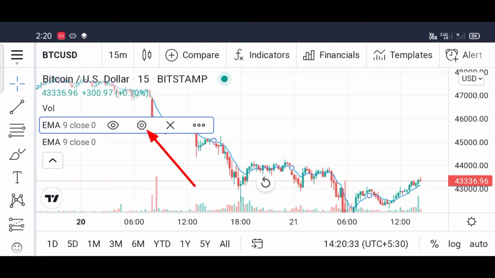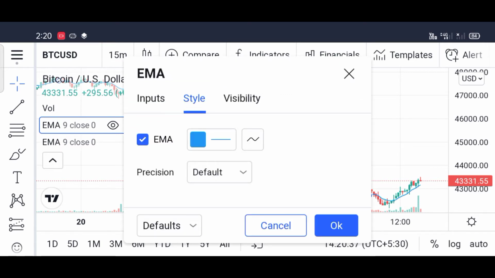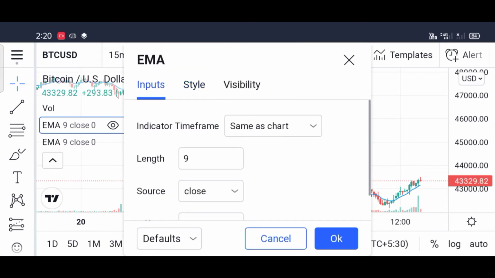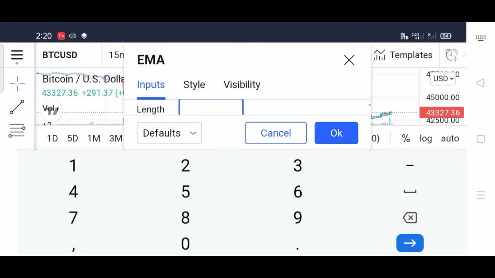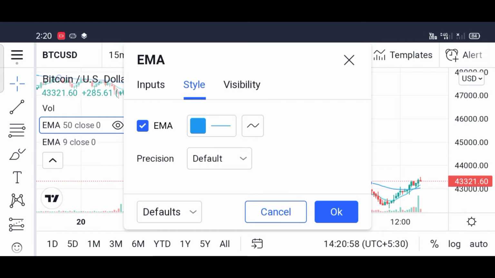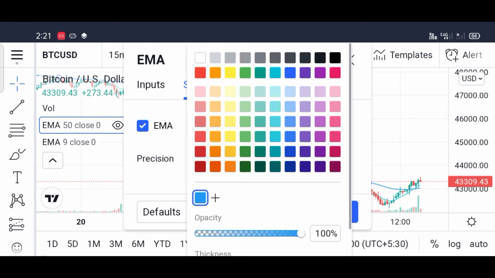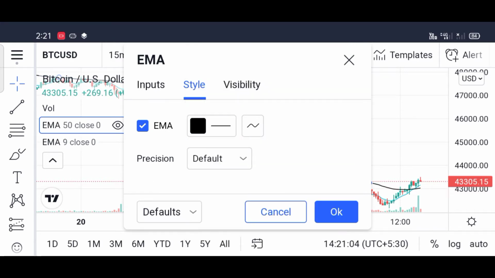Go to settings. Go to inputs. Enter 50 in length. Go to style. Select a color, black. Now click on OK.